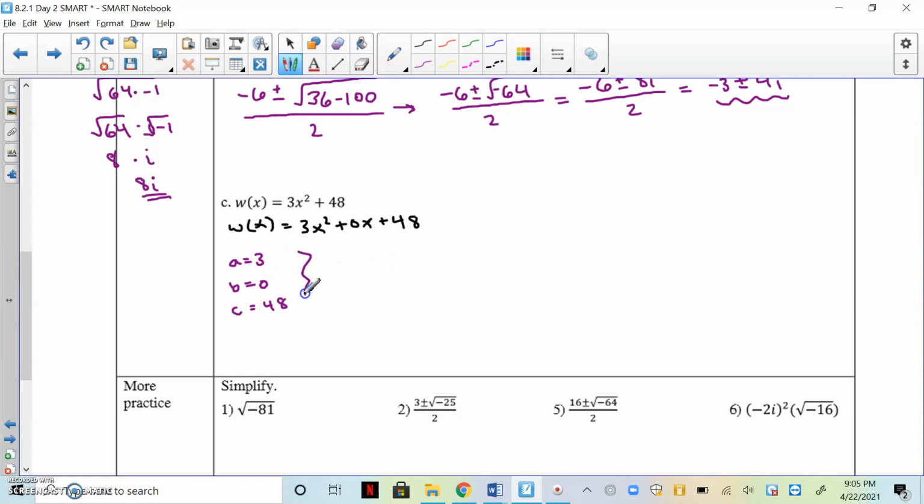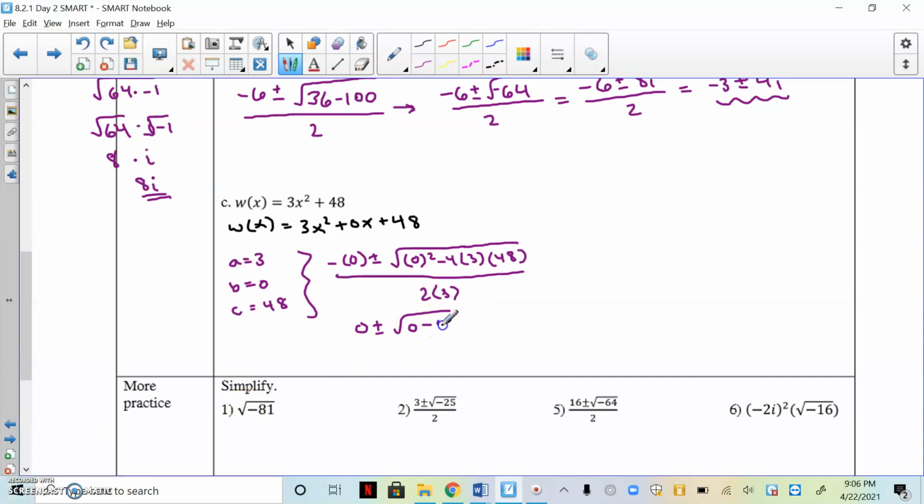We have the opposite of B, plus or minus the square root of B squared minus 4 times A times C, all over 2 times A. Okay, so let's simplify this. This negative 0 is just 0. And then in my square root, I have 0 minus 576, all over 2 times 3, which is 6.